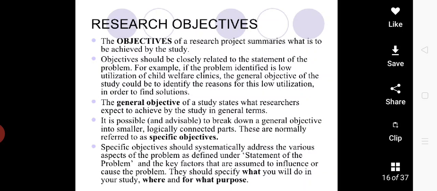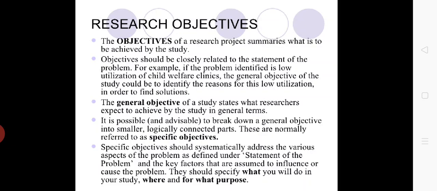The general objective of a study states what researchers expect to achieve by the study in general terms. It is possible and advisable to break down a general objective into smaller, logically connected parts. These are normally referred to as specific objectives. Specific objectives should systematically address the various aspects of the problem as defined under statement of the problem, and the key factors that are assumed to influence or cause the problem.